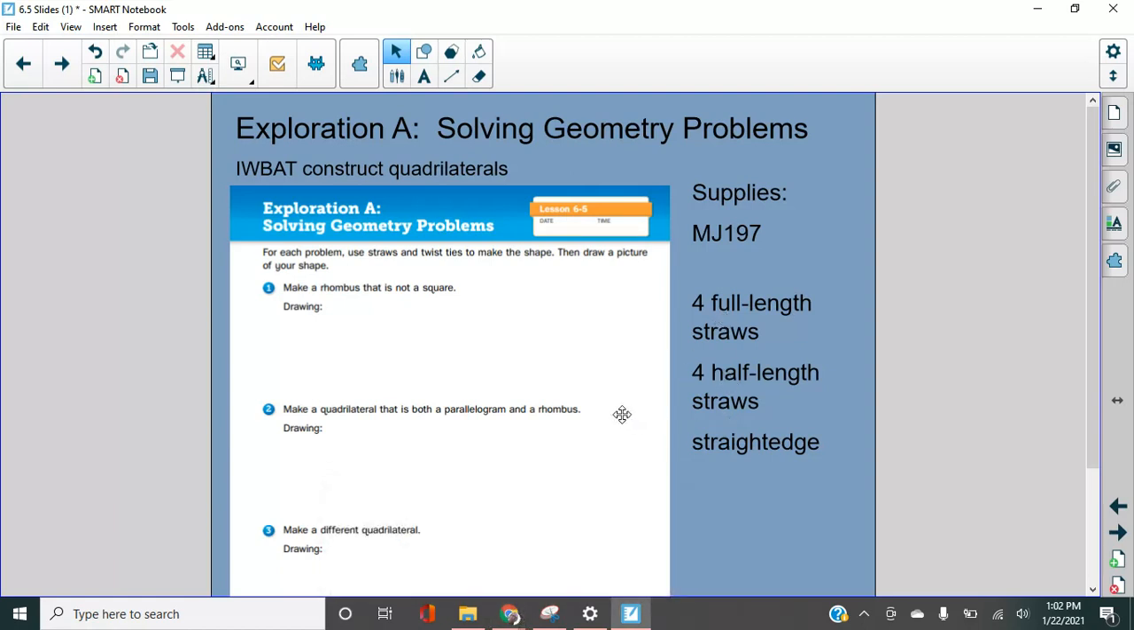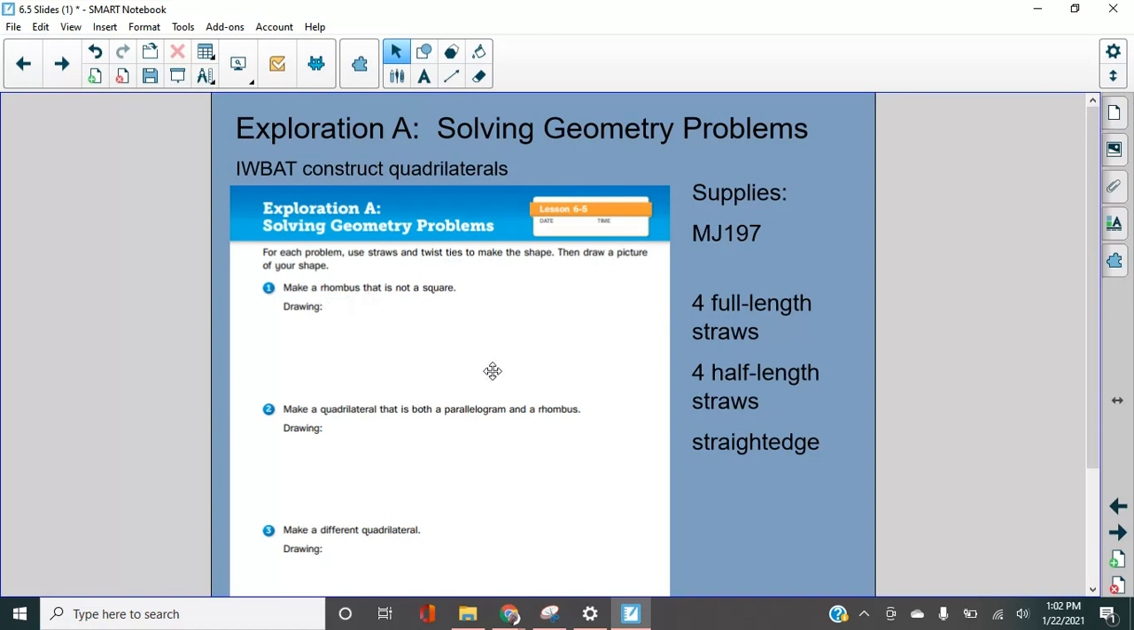Now, this page suggests that we use straws and twist ties to create the shape. If you have straws and little twist ties like that come around a bread bag, you can certainly do that. I'm going to assume that most people, if you're watching this at home, don't have those materials, but you can do that for sure. And what we're going to do here is to make 3 shapes. Our first one is to make a rhombus that is not a square.